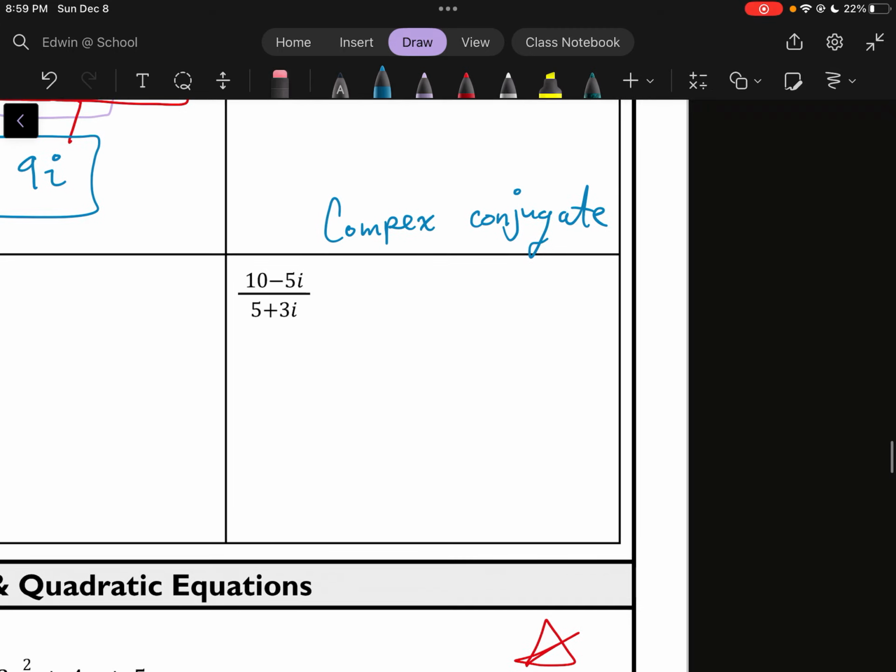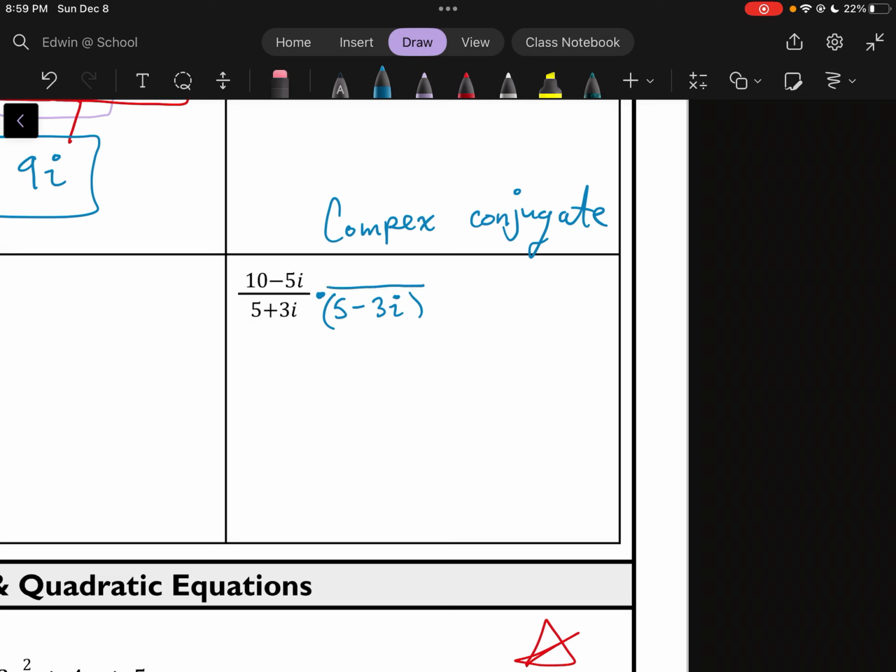A complex conjugate is something that looks very similar to the complex number, but that sign in the middle is going to be flipped. So before it was positive, now it's going to be minus. So the complex conjugate of 5 plus 3i is 5 minus 3i. Emphasis on the minus.